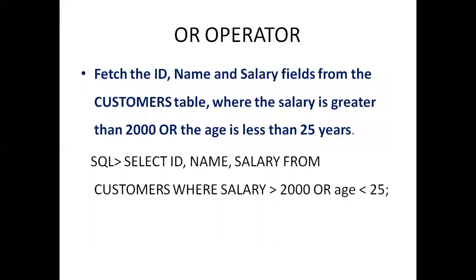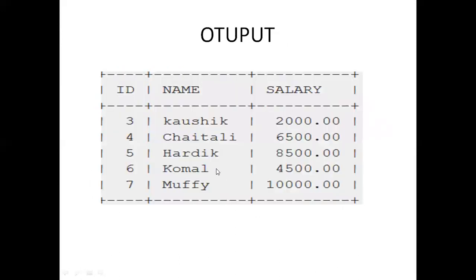Similarly, the OR operator. Instead of AND you can use OR here. OR means, when any of these conditions is true, such records will be retrieved. So select ID, name, salary from the table called customers where salary is greater than 2000 or age is less than 25. So these are the records whose salary is greater than 2000 or whose age is less than 25.